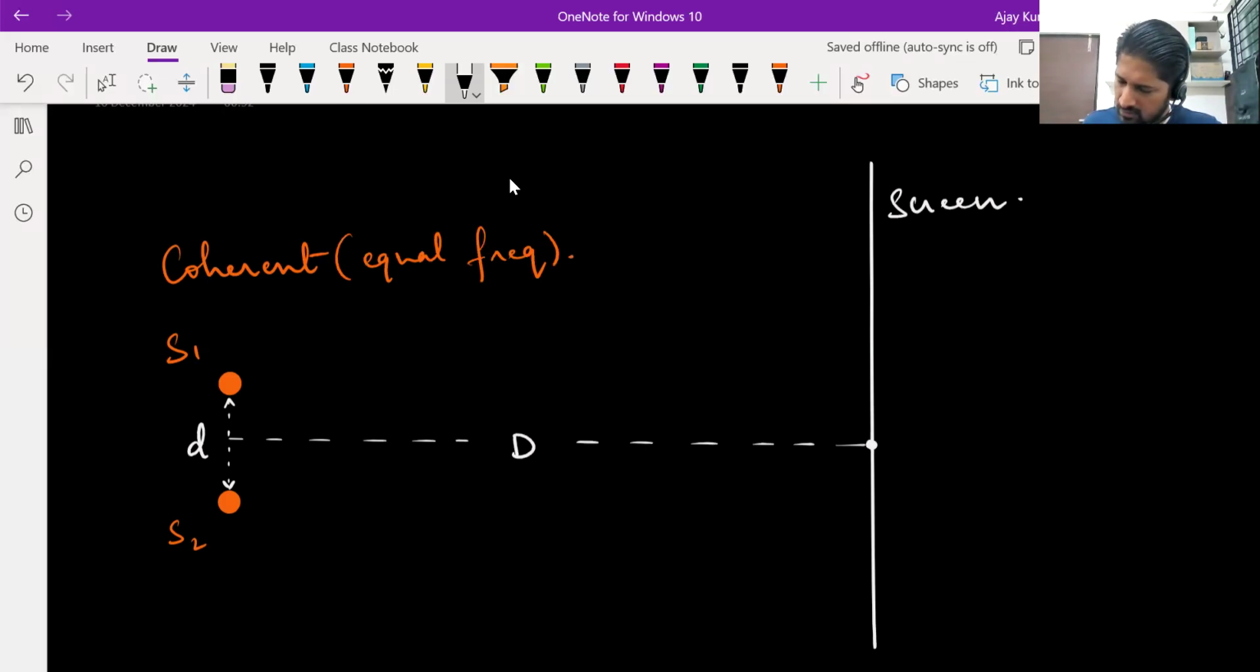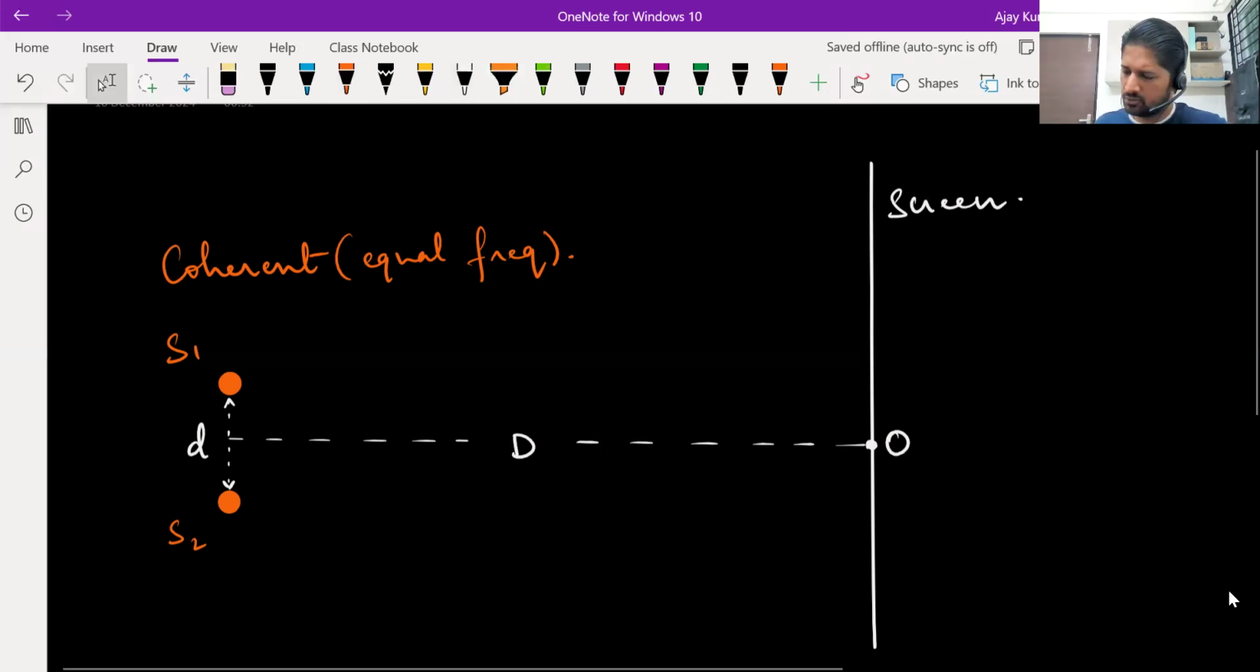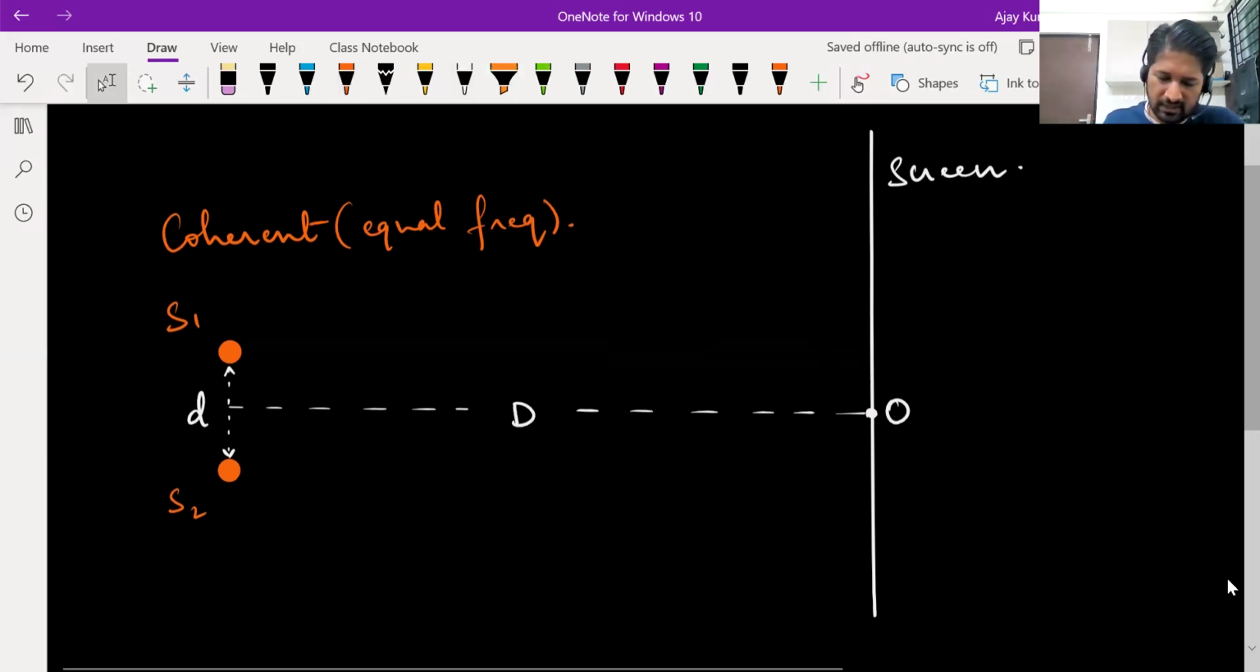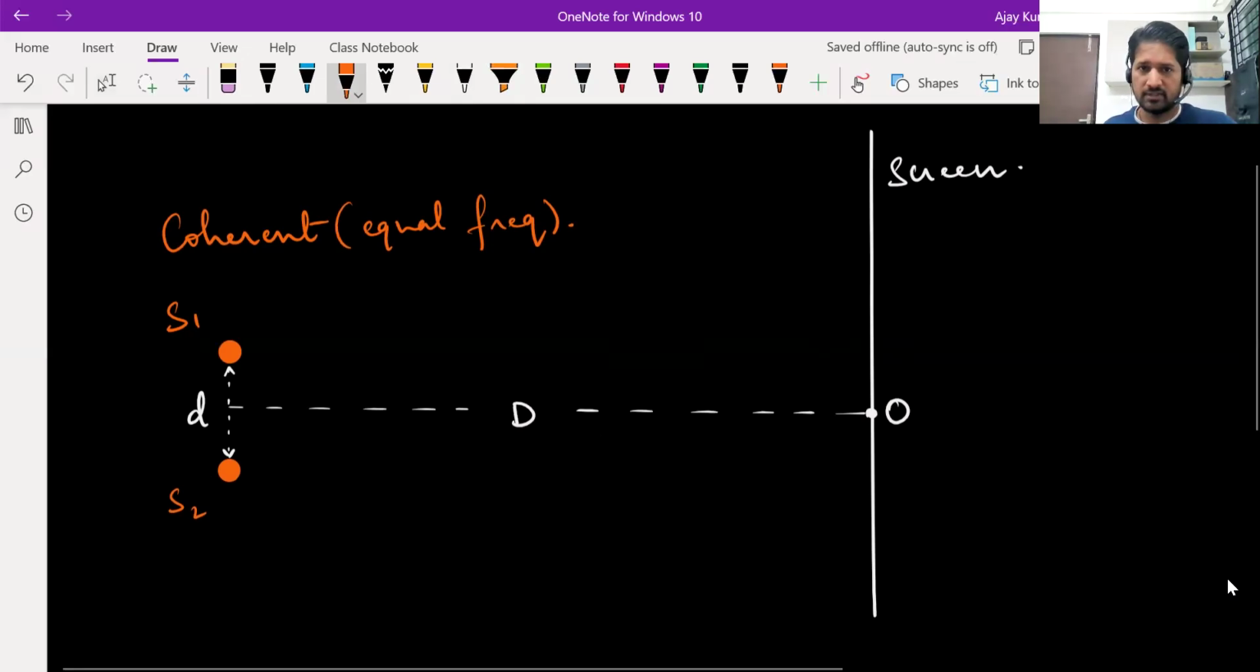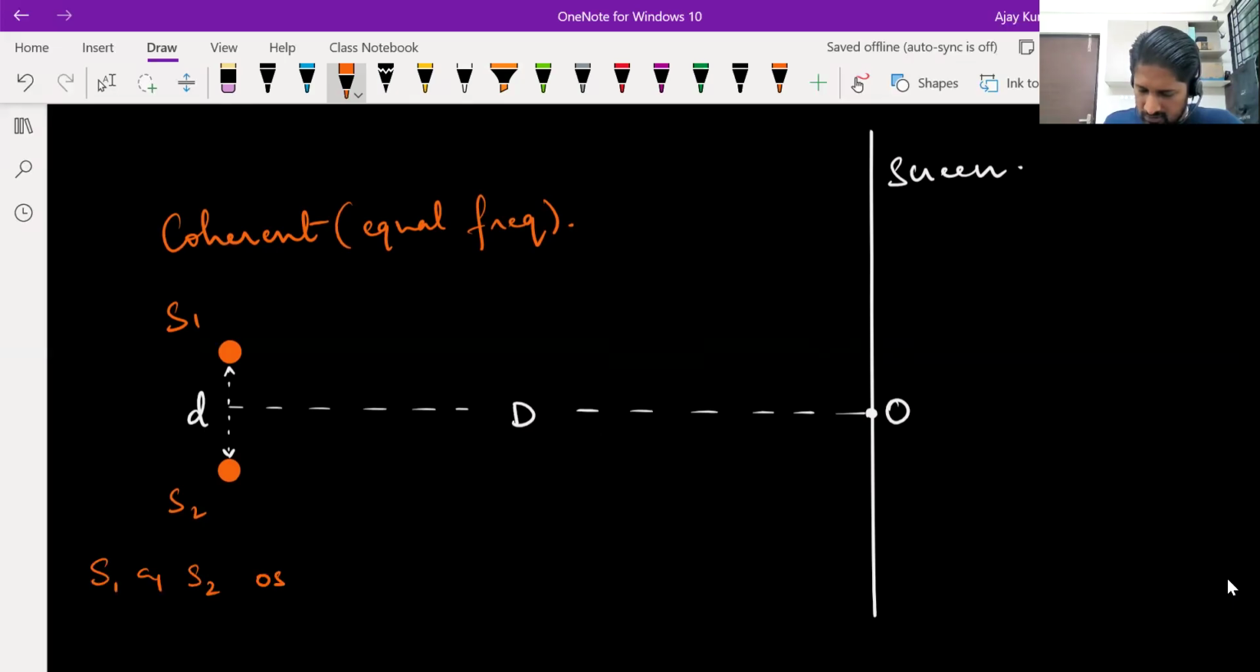Now, the screen is parallel to the line joining the two sources. Therefore, this point O, which lies on the perpendicular bisector of the sources, will be equidistant from the two sources. So S1 to O and S2 to O, the distance is same. Fine. Now, suppose S1, S2 are two sources which are in phase with each other. Okay, this is an assumption that we are making. Suppose S1 and S2 oscillate in phase. Okay, means when S1 produces a crest, S2 also produces a crest and so on.